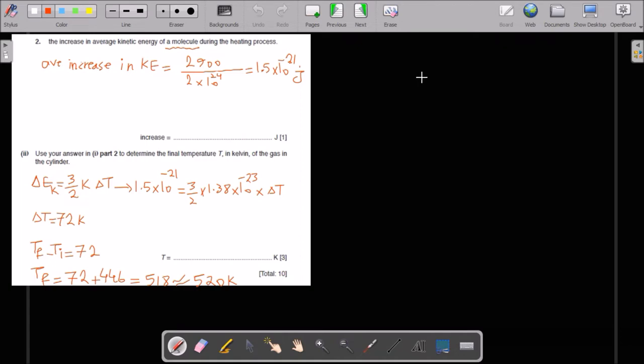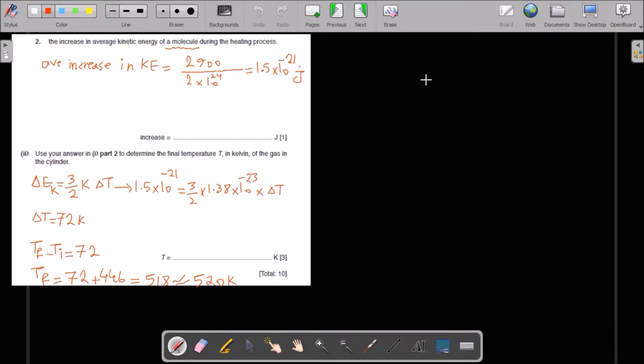Use your answer in part 2 to determine the final temperature in Kelvin of the gas in the cylinder. So again, you know that the change of kinetic energy of molecules is equal to 3 over 2 k times the change of temperature. The change of kinetic energy you got from part 2, so you can substitute it, equal to 3 over 2 times k, the Boltzmann constant, times the change of temperature. So delta T will be 72 Kelvin.